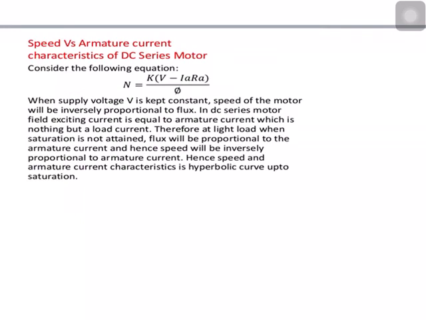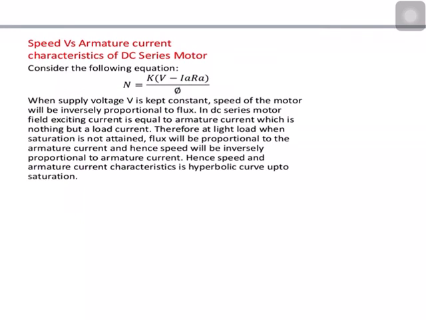For this reason, a series motor should never be started without some mechanical load. That is, for small load current, for small armature current, change in back EMF EB is small. So speed is inversely proportional to Ia, and when armature current is very small, the speed becomes very high. This is the reason why a DC series motor should never be started without some mechanical load.